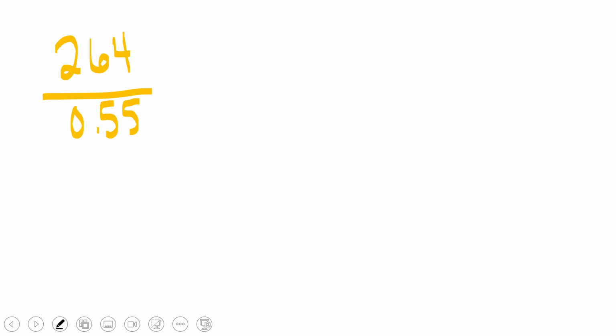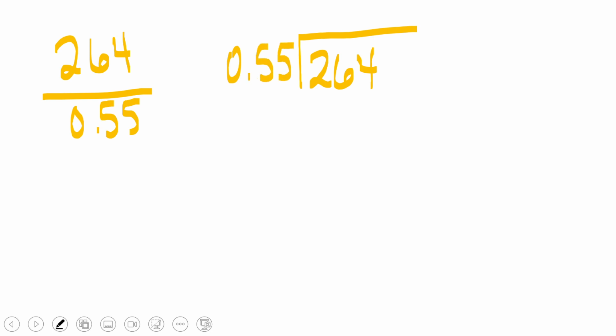We're dividing 264 in the house, 0.55 outside the house. We don't want to divide by a decimal outside the house. We're going to multiply by 100 to make it a 55. If we multiply by 100 on that side, we have to multiply by 100 on this side. And we're going to place 2 zeros there to do that. What happens here is our decimal and 0 are gone now because it's actually a 55.